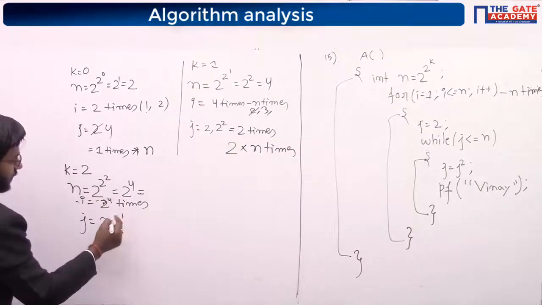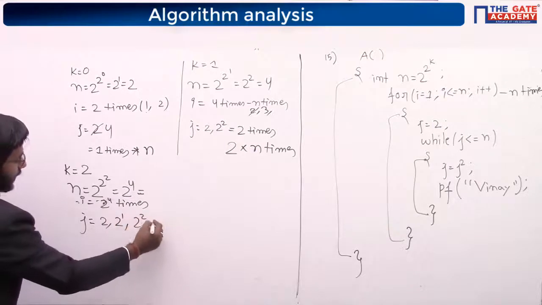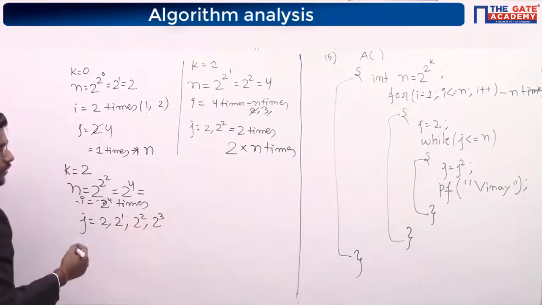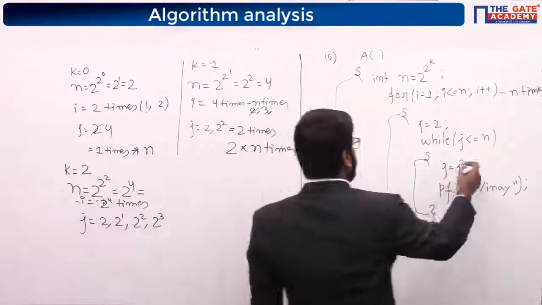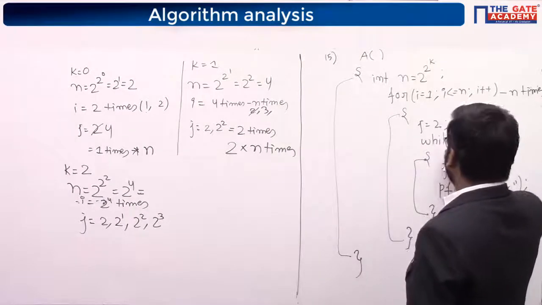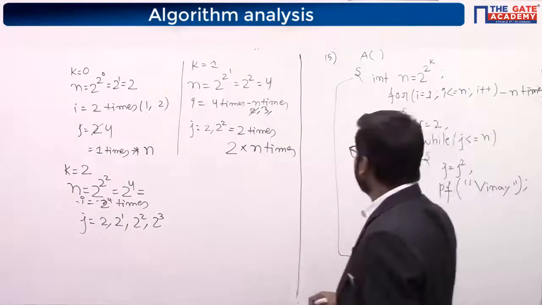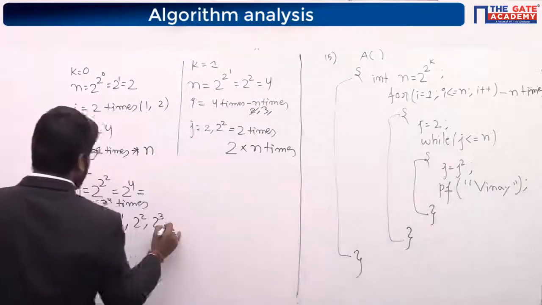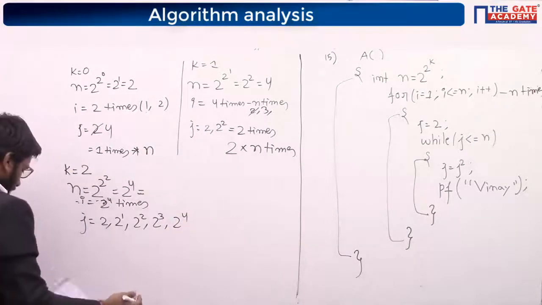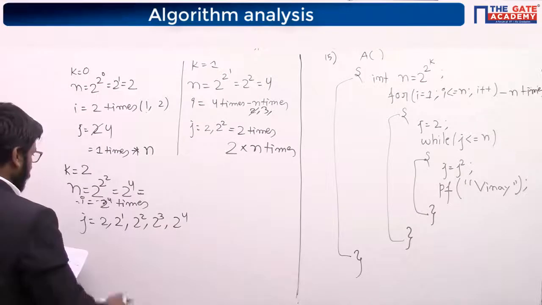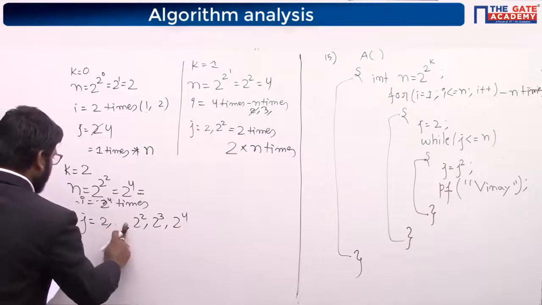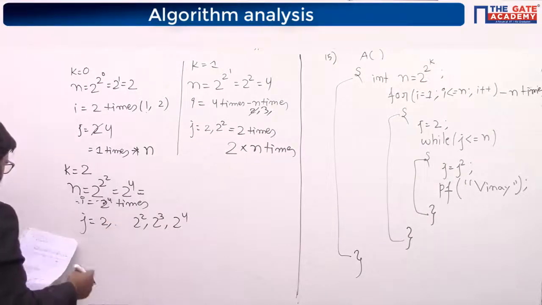Then 2 inside 2 1, then 2 2, then 2 3. It's gone 2 3. Now again get inside. Now it's 2 to the power 4. Fine. Run. Now it is going to... Sorry. Here I written more times. So 2 to the power 4.